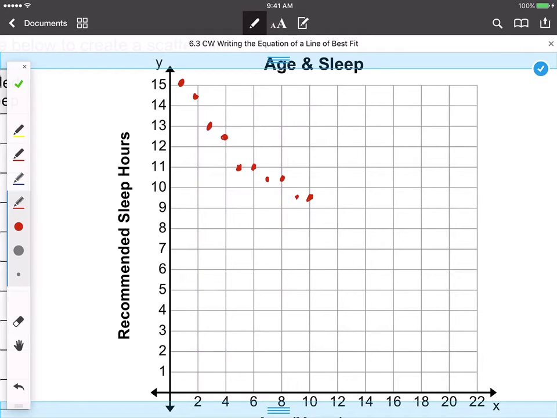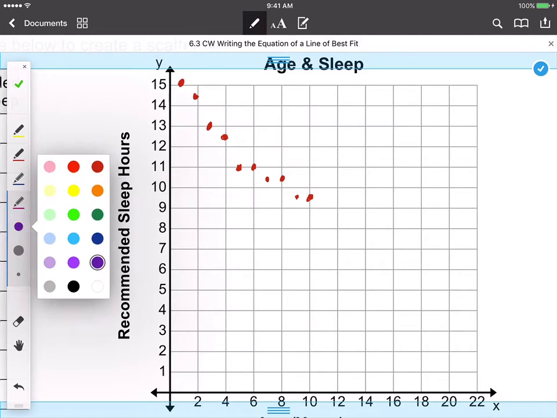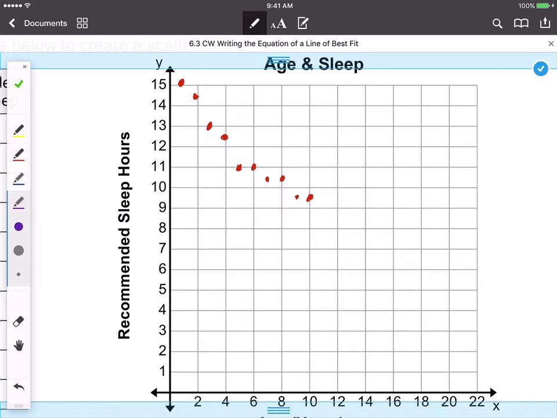Alright, and then the next thing we need to do is draw the line of best fit. Once again, we're going to pick two dots that we think make the best line of fit. I'm going to pick this point right here, which is 7, 10.5. I'm going to make that purple and a little bit bigger. And I'm going to use the 3, 13 as well. And I'm going to make that my line of best fit here. Let's draw that. Perfect.